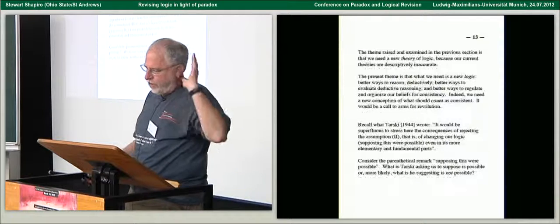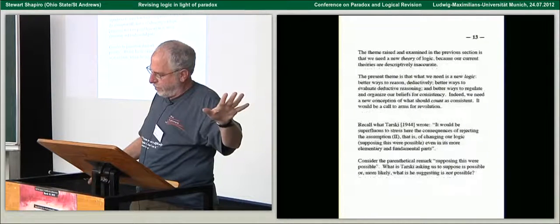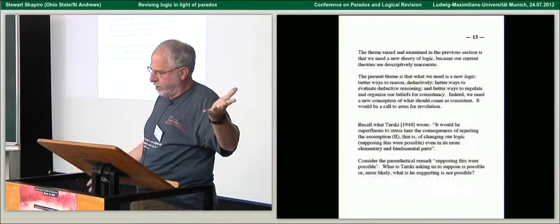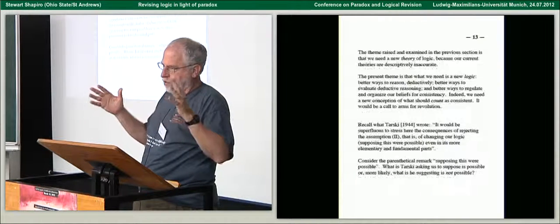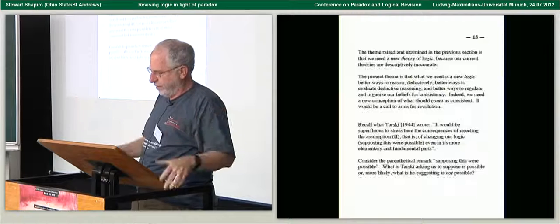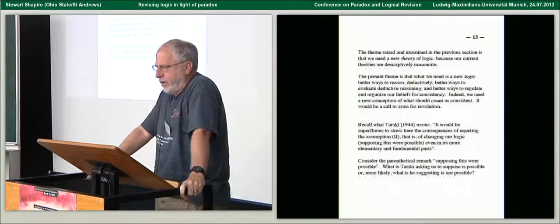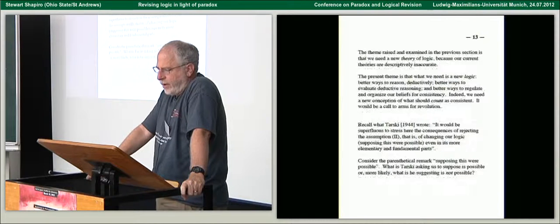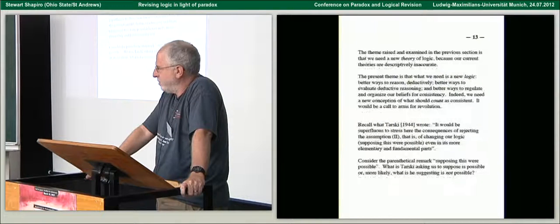All right, so the theme raised and examined in the section before is that we need a new theory of logic because our current theories are descriptively inadequate, one might claim. The present theme is that what we need instead is a new logic. Better ways to reason, better deductively, better ways to evaluate deductive reasoning, better ways to regulate and organize our beliefs for inconsistency. Indeed, what we need is a new conception of what should count as consistent. So it'd be a call to arms for revolution, to put it that way.